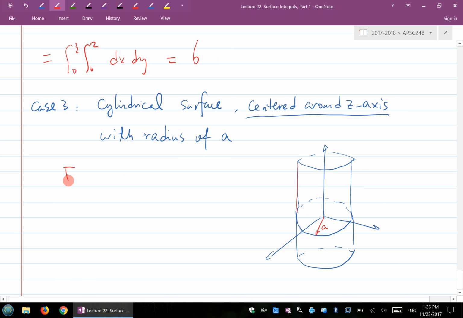And let's say we place that surface inside a vector field F, and we want to calculate the flux of this vector field, either outward of this cylindrical surface or inwards into it. But typically we'll probably just say outward flux. So we'll go through the same process because we have the formula.